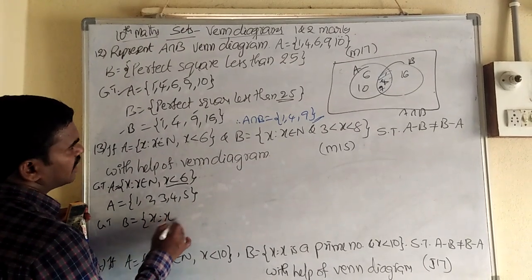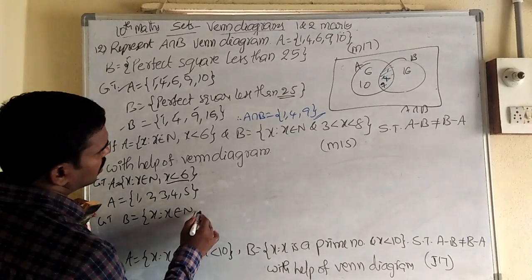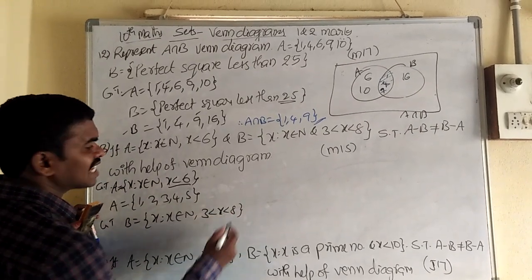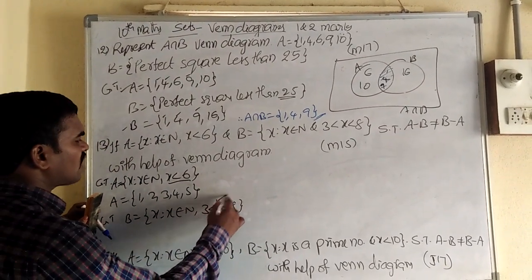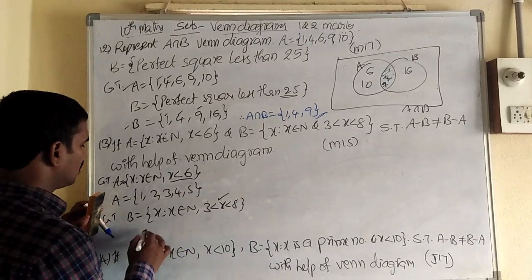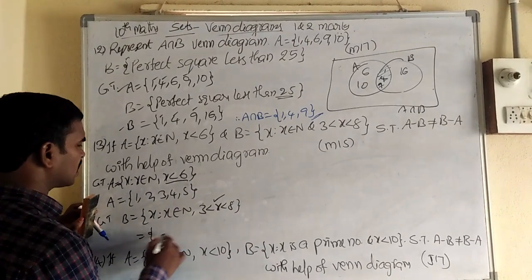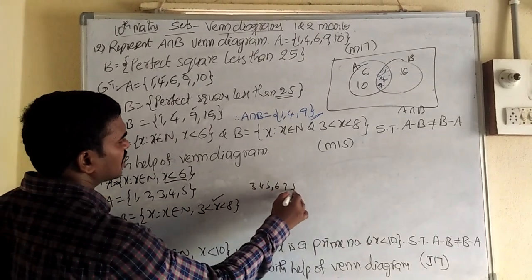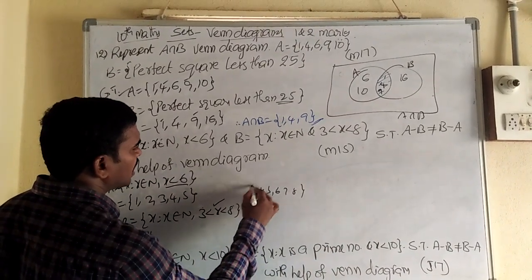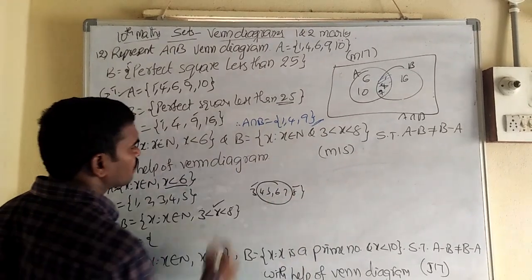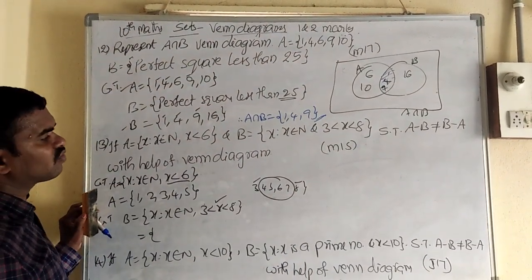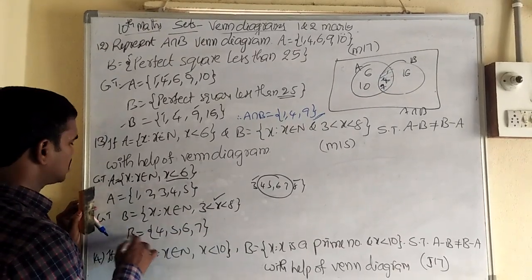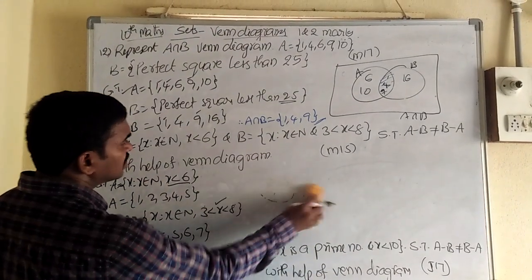Next, what is given for B? x such that x belongs to N and 3 less than x less than 8. That means x values between 3 and 8. Between 3 and 8, what are the x values? 3, 4, 5, 6, 7, 8. In this, between 3 and 8, the numbers are 4, 5, 6, 7. This is set B.